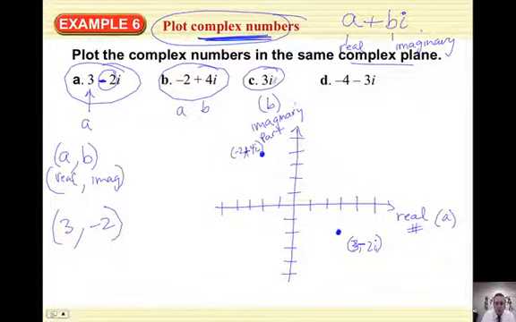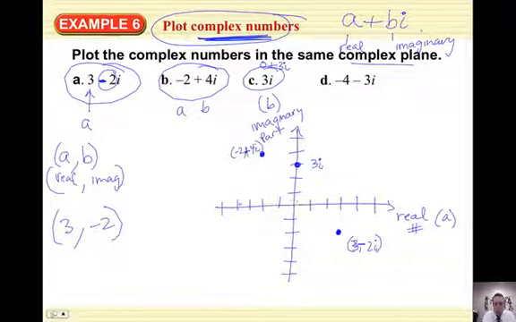What about this one? This is tricky for people. 3i. Well, what's a in this case? A is real. What's the real number? You don't see it, right? This is the same as 0 plus 3i. So we stay right here at 0 for a, and then b is the 3, the one with the i. So a is 0, b is 3. So 0 comma 3 allows you to be here. This is 3i.